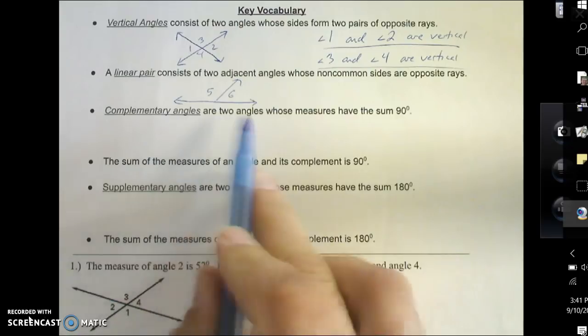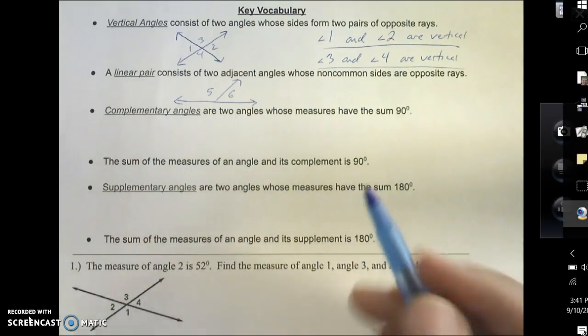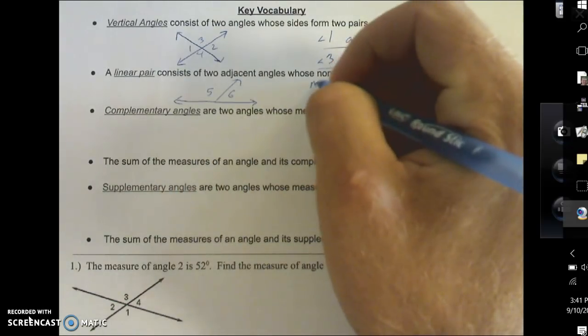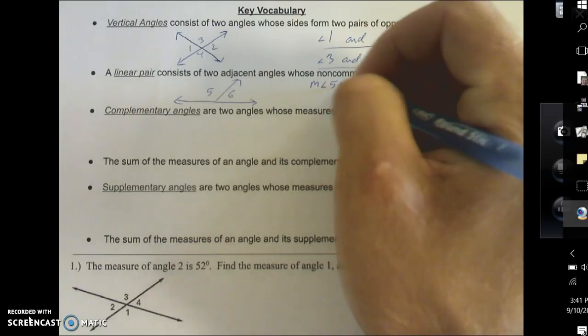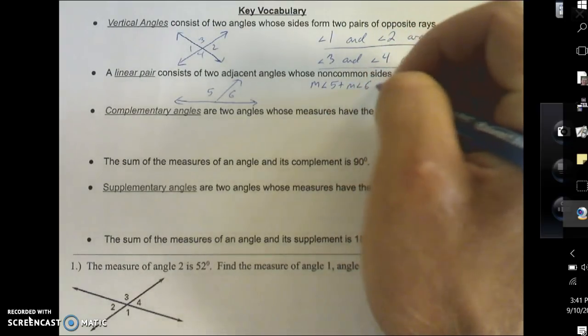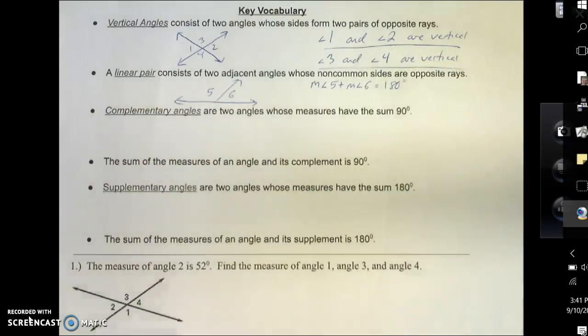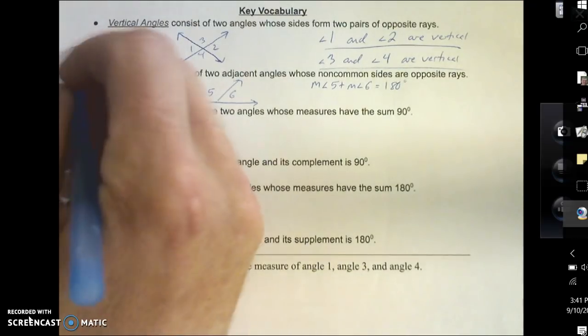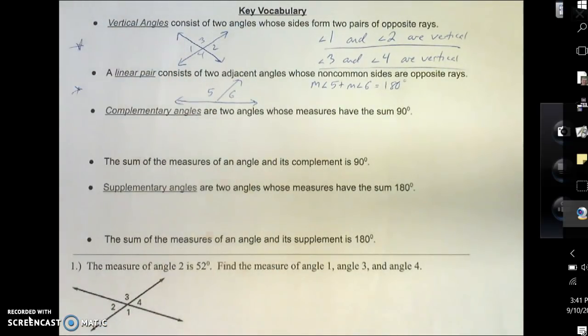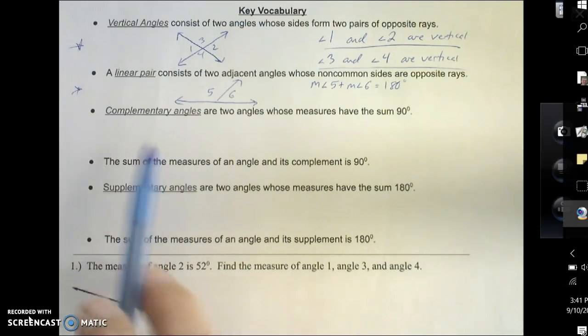So something that we need to discuss is a straight line's degrees is 180. So what we can say here is the measure of angle 5 plus the measure of angle 6 is going to equal 180 degrees. These two right here are two of the biggest things in all of geometry. You will see this for the rest of the entire year, all the time.